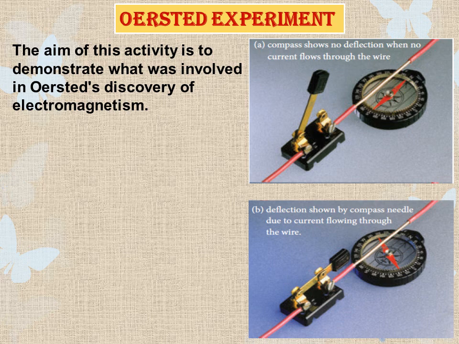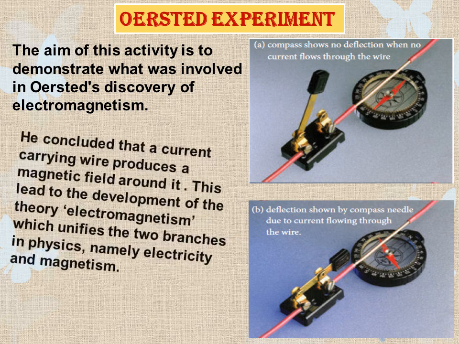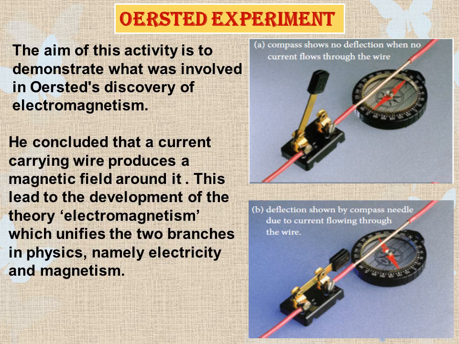See, in this picture you can see the deflection shown by a compass needle due to current flowing through the wire. And Oersted concluded that a current carrying wire produces a magnetic field around it. This led to the development of the theory of electromagnetism, which unifies the two branches in physics, namely electricity and magnetism.